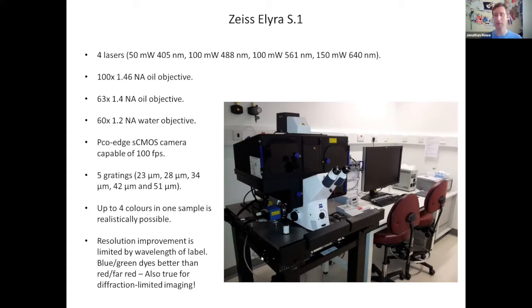Now, realistically, in SIM, if you've prepared your sample very carefully, you can get up to 4-color imaging. But you should remember, if you only need to image a few colors, it's better to use shorter wavelengths than it is to use longer wavelengths. And this is also true of diffraction limited imaging, because the numerator in that Abbe equation is wavelength. So start smaller and you get a better resolution.